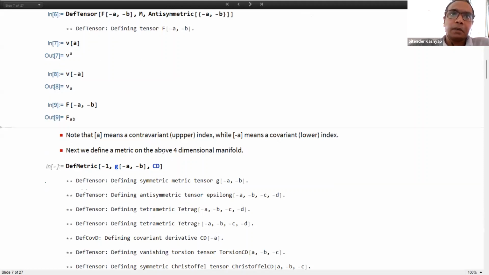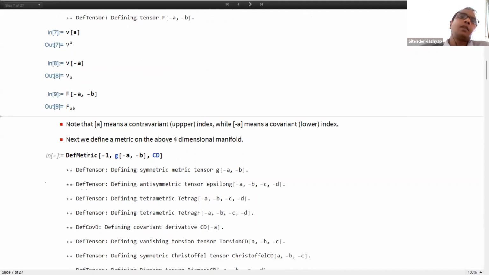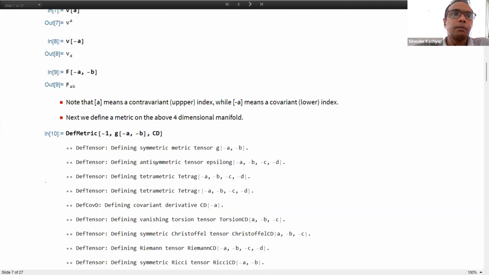Next, we define a metric on the four-dimensional manifold. For this, there is a command called DefMetric. The first entry, which is -1, is essentially giving the sign of the determinant of the metric. The second entry is defining the metric field for us, and we are defining it in the covariant form. And the final entry, CD, is the symbol for the covariant derivative. So let's run it. Once we do that, xAct goes on defining various things.